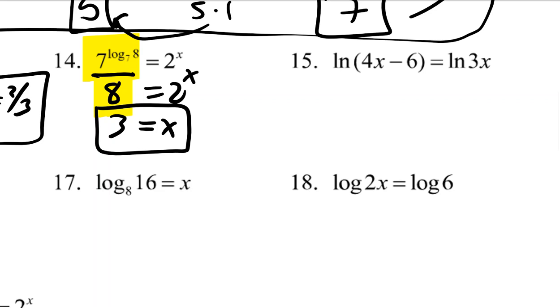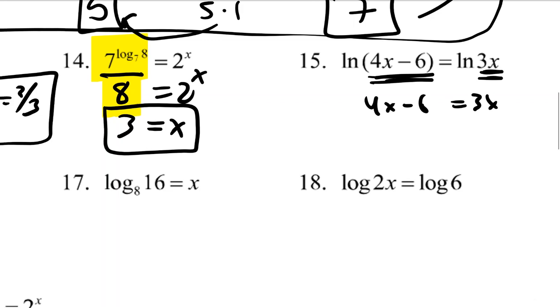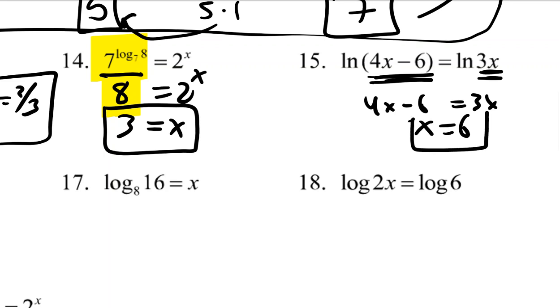Okay, number 15, I'll just tell you this one. We've done a couple of these. If this is natural log of some stuff and that's natural log of some stuff, to make these equal, we just need to make sure that what we're taking the log of is equal. Set them equal to each other, and then solve like you would normally solve. Add 6 to both sides, subtract 3x from both sides, x is 6.